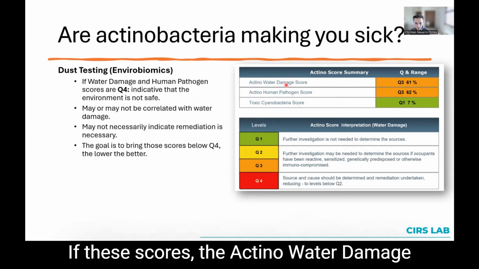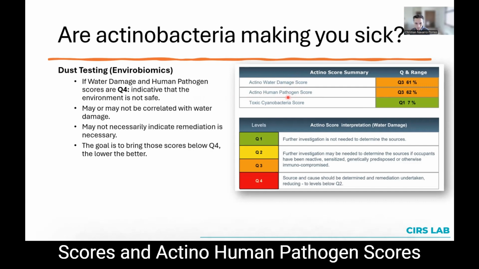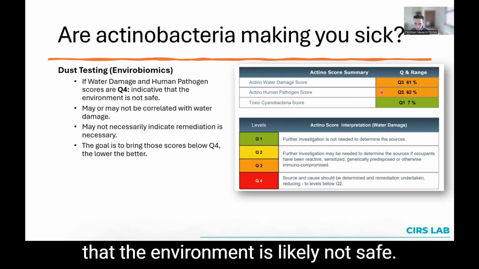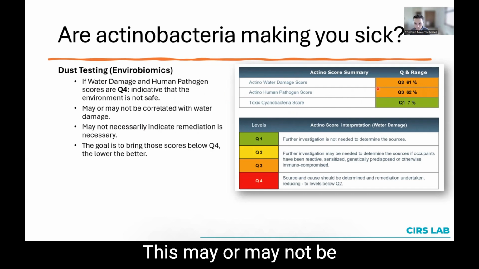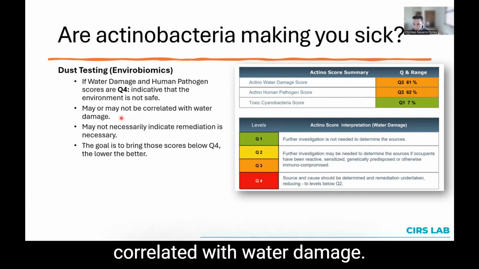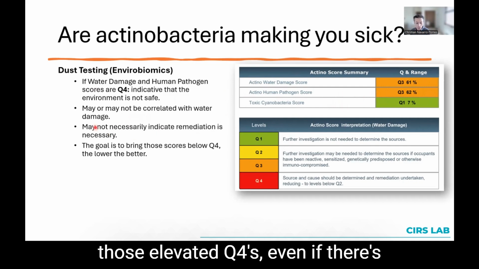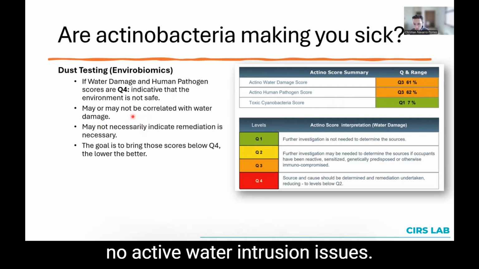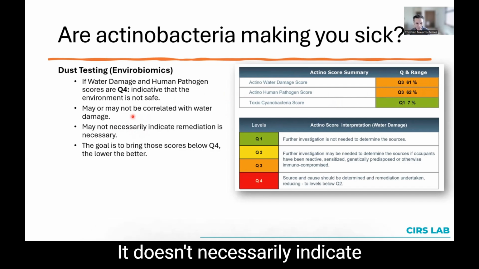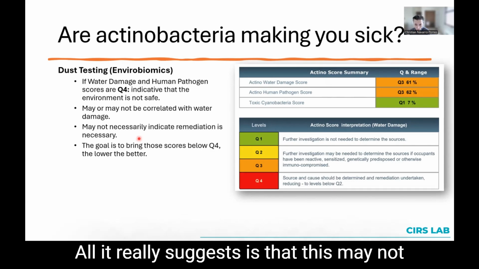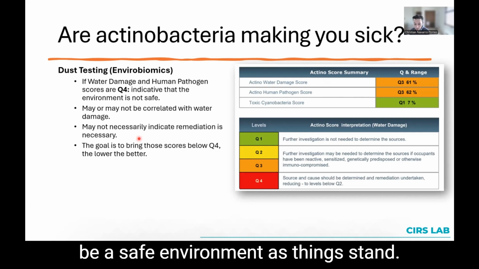If these scores, the Actino water damage scores and Actino human pathogen scores, are in the fourth quartile, it sort of indicates that the environment is likely not safe. This may or may not be correlated with water damage. You might also sometimes have those elevated Q4s, even if there's no active water intrusion issues. It doesn't necessarily indicate that remediation is necessary. All it really suggests is that this may not be a safe environment as things stand.